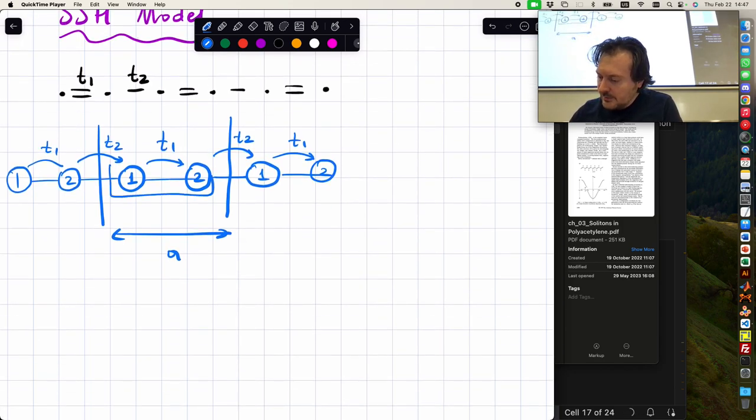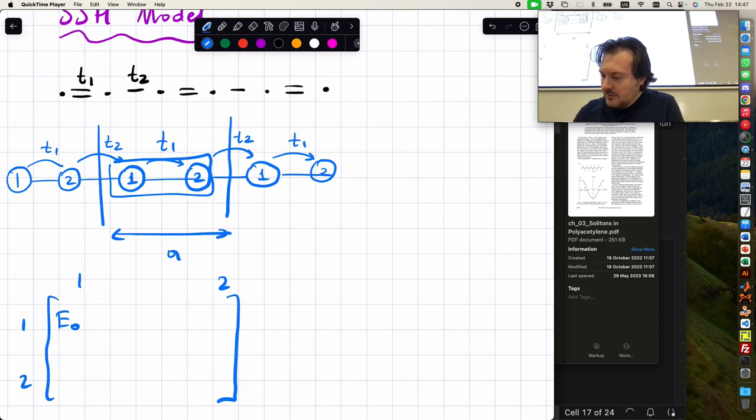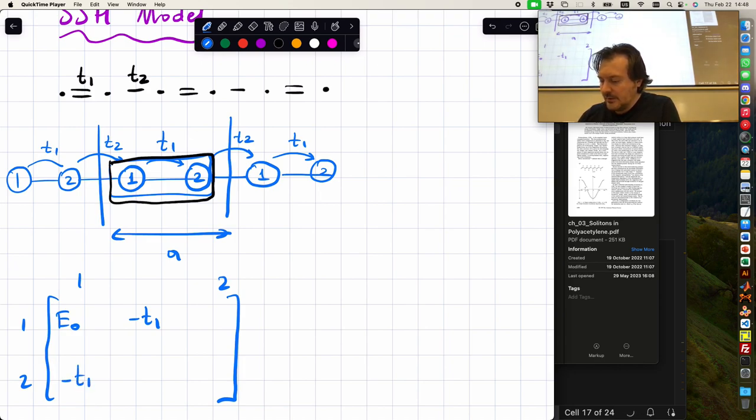If I had only this one, I would put like this, right? E0, so let me just form the matrix. Okay, 1, 2, 1, 2. Just for now, concentrate on these two. Is 1 interacting with 2? Yes? So I have minus T1 here. Is 2 interacting with 1? Yes, so I have minus T1 here, and there are E0s. Let's say this system is special, and E0s are 0. So we are not even bothering with that.